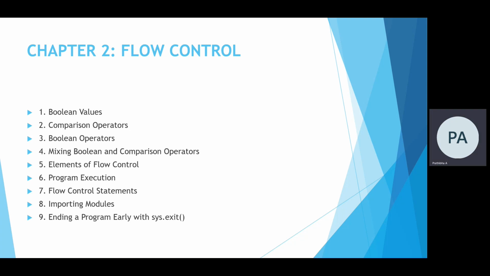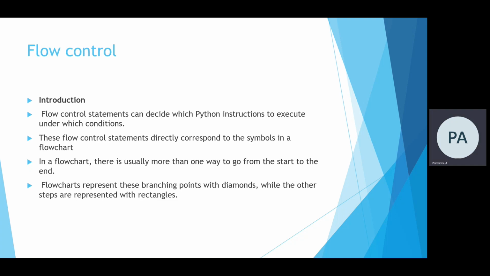Flow control statements can decide which Python instruction to execute under which condition. That means the flow control statements hold the decision about which instruction we have to execute next. These flow control statements directly correspond to symbols in a flow chart. However the flow chart is written, here again we will be representing which instruction is to be executed after which.